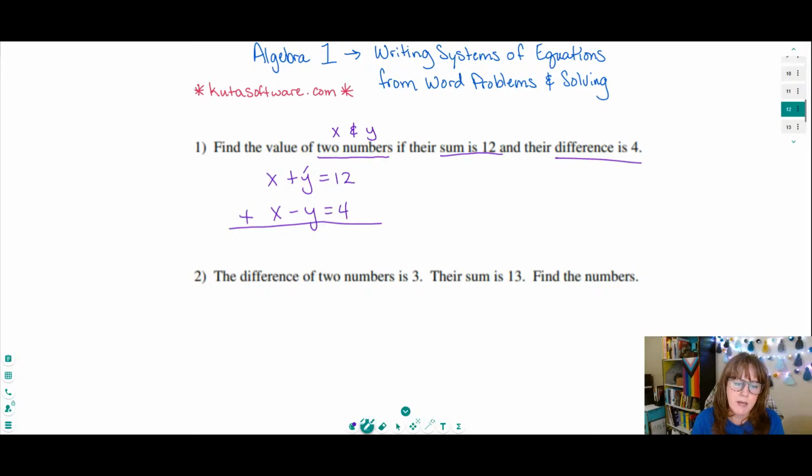So let's see what we get here. So 2x equals, and then 12 plus 4 gives us 16. And then we're going to divide by 2, divide by 2. And so then x equals 8. So right there we have one of our numbers.